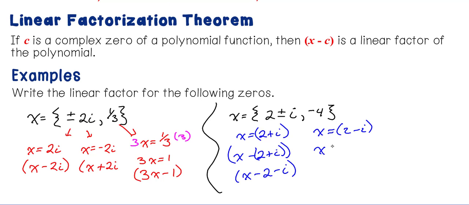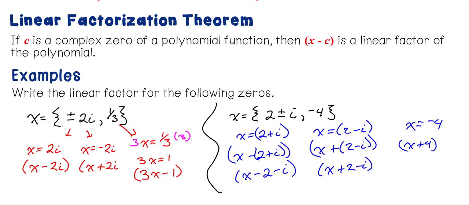And it would become x plus (2 minus i). And if they simplified it even more, on an answer to a question, it might be x plus 2 minus i. And the last one, x equals negative 4, we would know that means x plus 4 would be our factor. So our factors for this problem would be x minus 2 minus i, x plus 2 minus i, and then x plus 4.